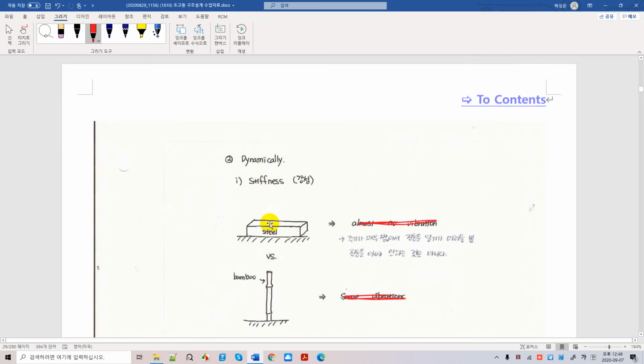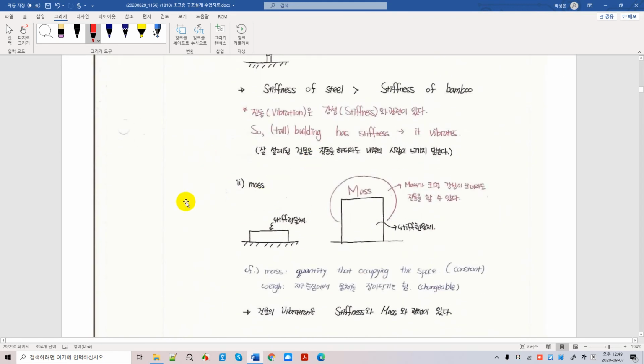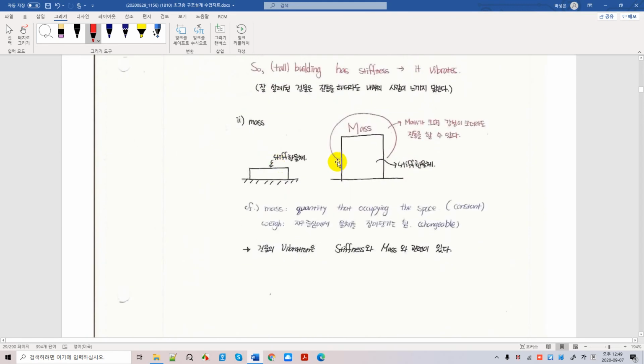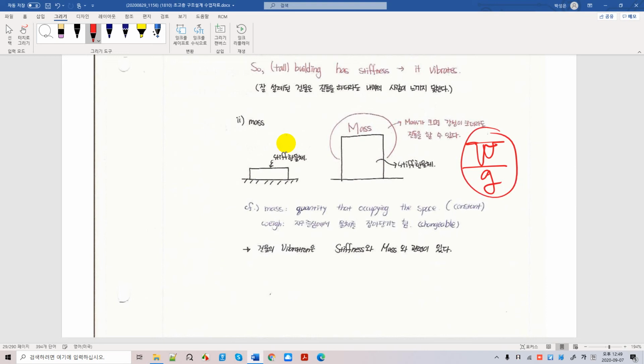Okay, now the first was stiffness, and the second is mass. So mass is calculated by dividing weight by g, the gravitational acceleration. Weight can change depending on your gravitational values. So your weight here on Earth is different from your weight on the Moon because the gravitational values are different, right?